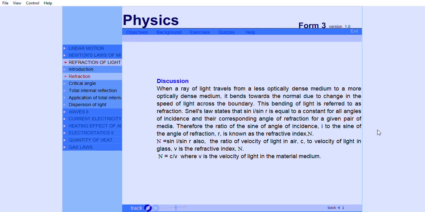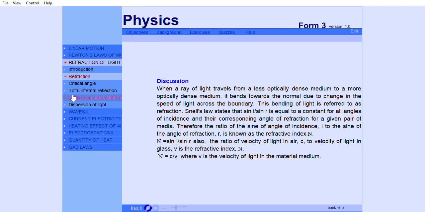Discussion. When a ray of light travels from a less optically dense medium to a more optically dense medium, it bends towards the normal due to change in the speed of light across the boundary. This bending of light is referred to as refraction.